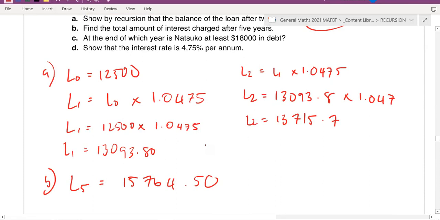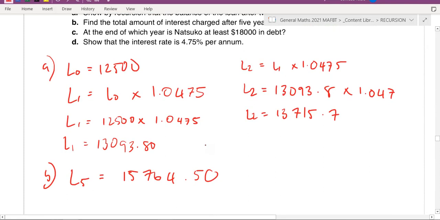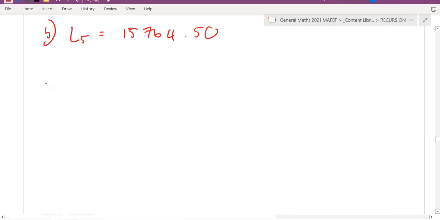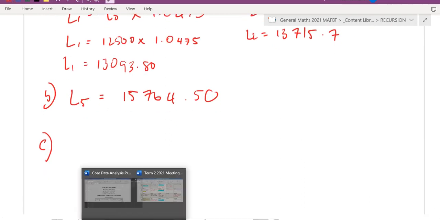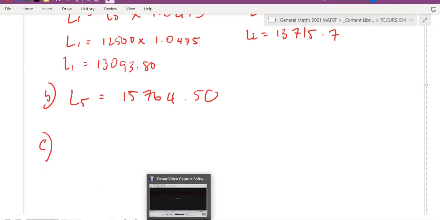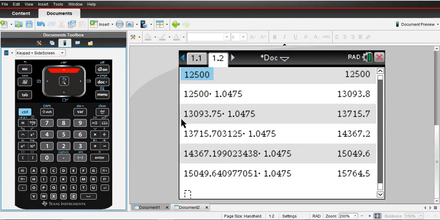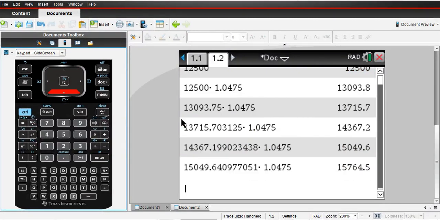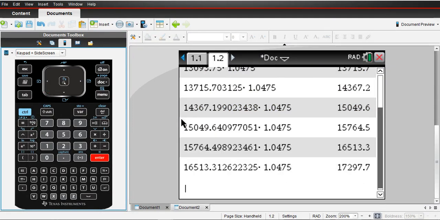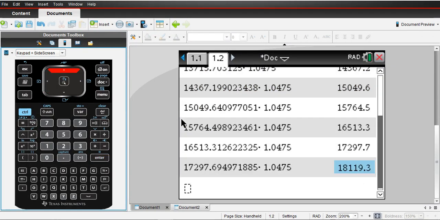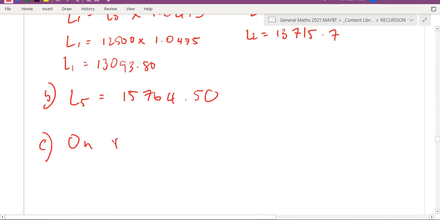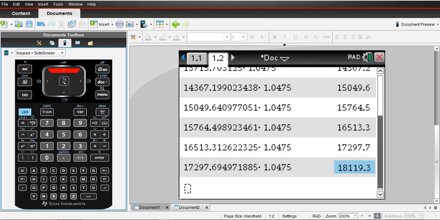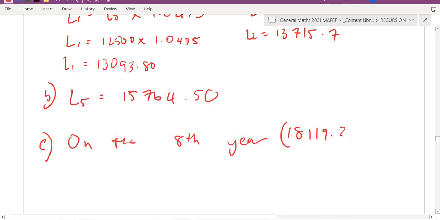And then part C, at the end of which year will the investment be at least 18,000? Sorry, the debt, not investment, the debt. So what year will it increase to 18,000? We're already up to 5. 0, 1, 2, 3, 4, 5. So we're looking for 18 grand. 6, 7, 8. So the 8th year, it'll be 18,119.3 on the 8th year. And I'll put in brackets how much it is. So it's 18,119.3.